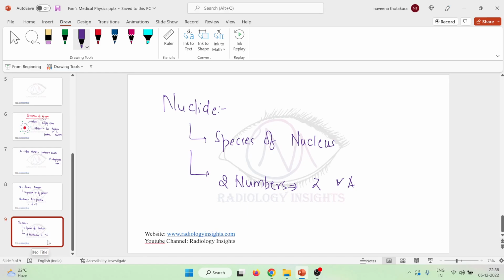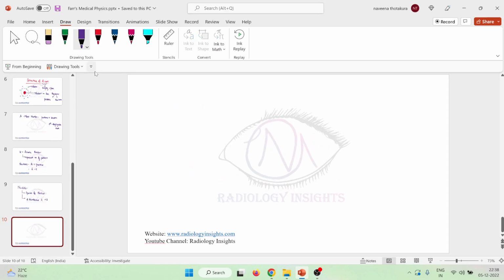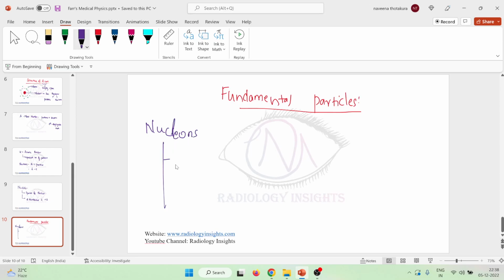Now let us see some fundamental particles and their relative charges and relative masses. First we have nucleons. Nucleons, as we have already said, are the particles present in the nucleus, which include neutrons and protons. The relative mass of neutrons is 1 and protons is also 1.